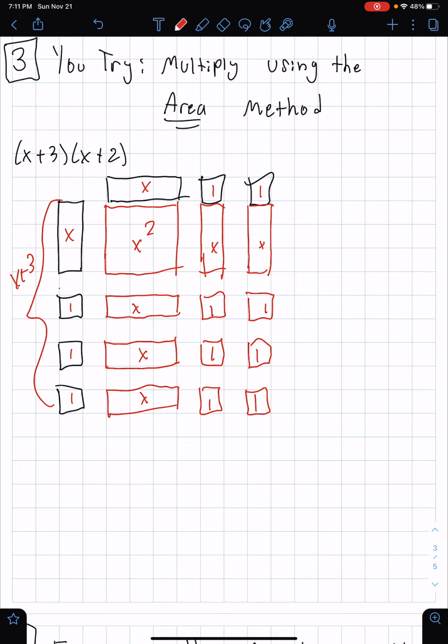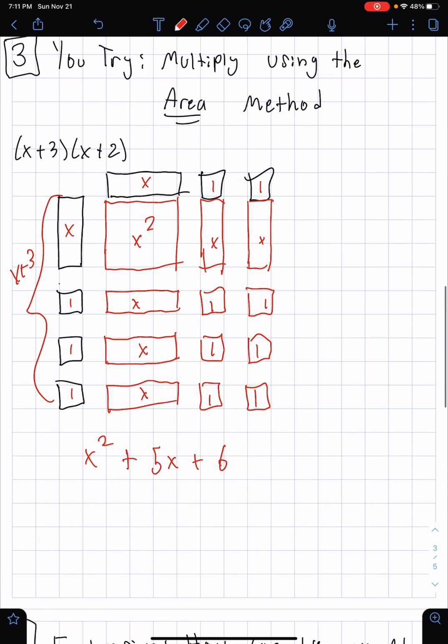And similarly, we add them all up again, so we have x squared plus 1, 2, 3, 4, 5x plus 6. And this is what we get when we multiply x plus 3 times x plus 2.